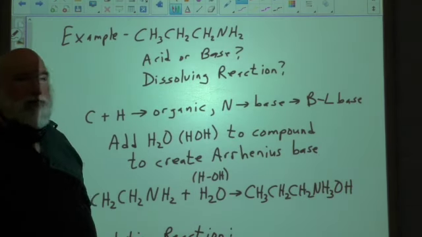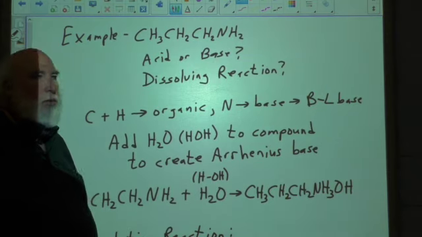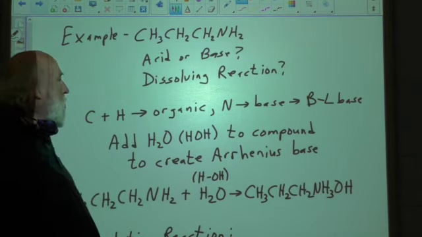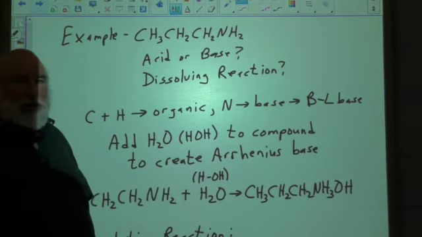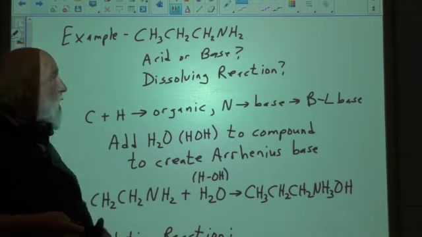The last type of compound I want to look at is the organic base. And remember, we talked about organic bases and how they need to be changed into an Arrhenius base, so we can see the hydroxide and talk about the dissolving or dissolution reactions.